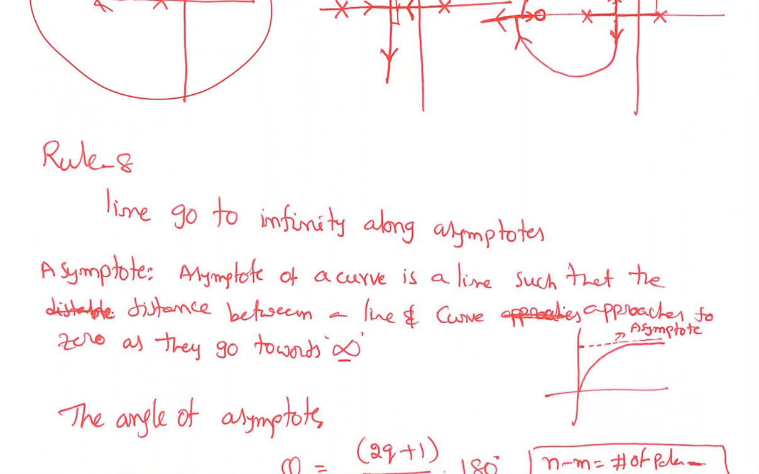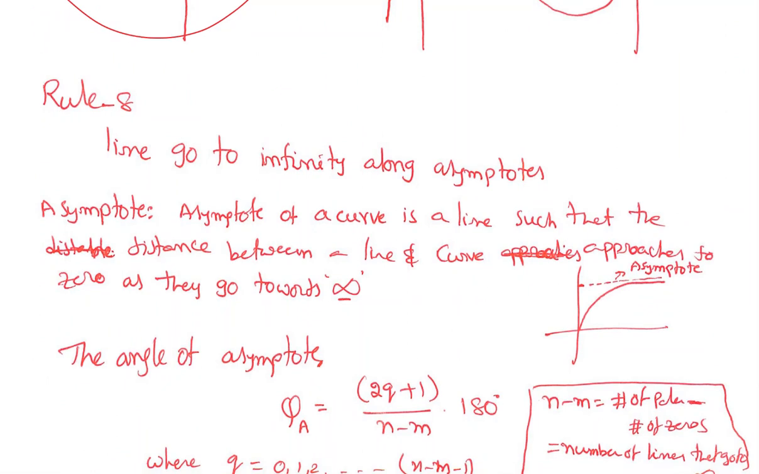Now rule number 8: lines go to infinity along an asymptote. What is an asymptote? An asymptote of a curve is a line such that the distance between the line and the curve approaches 0 as they go towards infinity. So as I mentioned, say for example, here is a locus splitting. Assuming there are 2 poles, the locus is splitting here. A line goes to infinity, and in that case it's going to follow the asymptote. The asymptote is nothing but that line, and the curve and line both are going to meet at infinity.